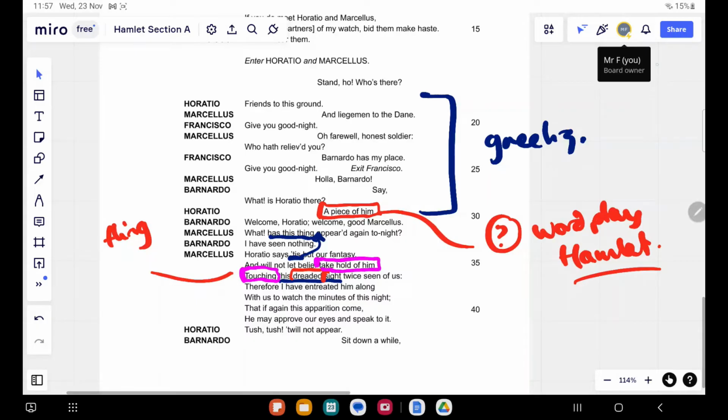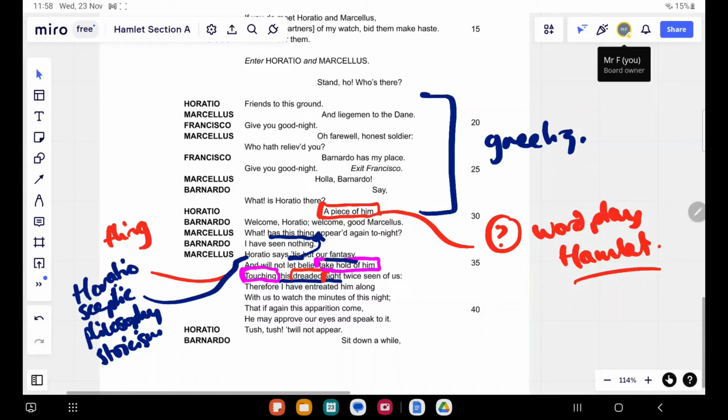Now, why won't Horatio let belief take hold? He says it's our fantasy. Well, Horatio is educated. He's a skeptic. He has his philosophy. Remember, Hamlet mentions that later. We think that philosophy might be Stoicism. So the scholar and educated Horatio is a rational Renaissance man like Hamlet, and so refuses to believe in ghost stories. So he's going to watch with them tonight.